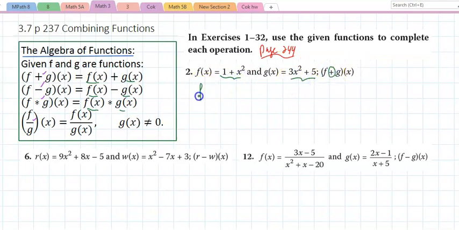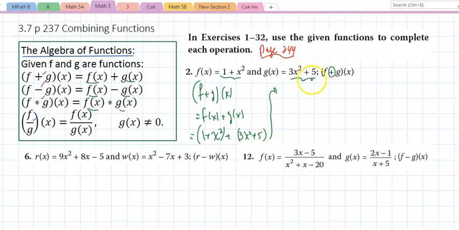When they say here on page 244, number 2, here's f of x, here's g of x, find the sum. Well, that's simply f of x plus g of x. The first is 1 plus x squared. The second is 3x squared plus 5. Let me work a bit slower and write more clearly. I suggest you start with parentheses around those so you don't mess up the minus or the division. That would be 1 plus x squared plus 3x squared plus 5, which is 4x squared plus 6.